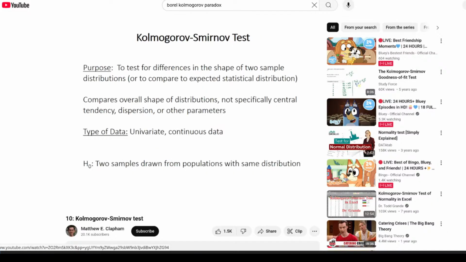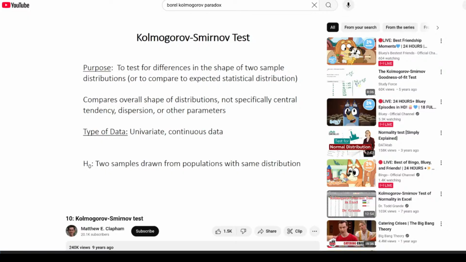So back to the KS test. Its purpose is generally to test for differences in the shape between two sample distributions. It can also be used to compare one sample to a known statistical distribution, but we're not going to focus on that as much as the two-sample test. The test compares the overall shape of the distribution. It doesn't specifically test for differences in central tendency or dispersion, although those are part of what affects the overall shape of the distribution.